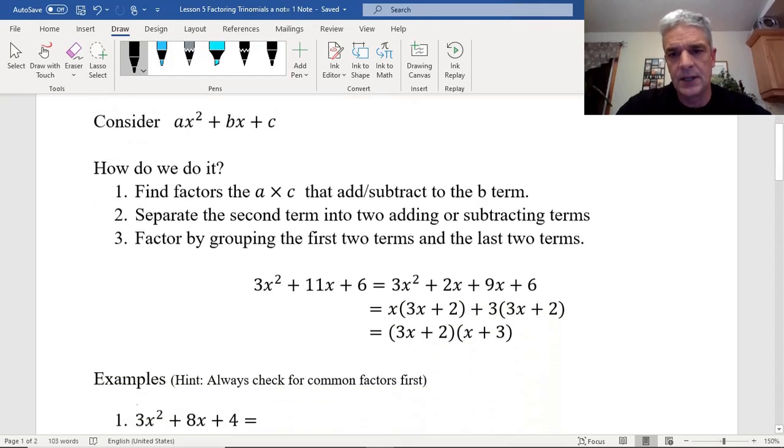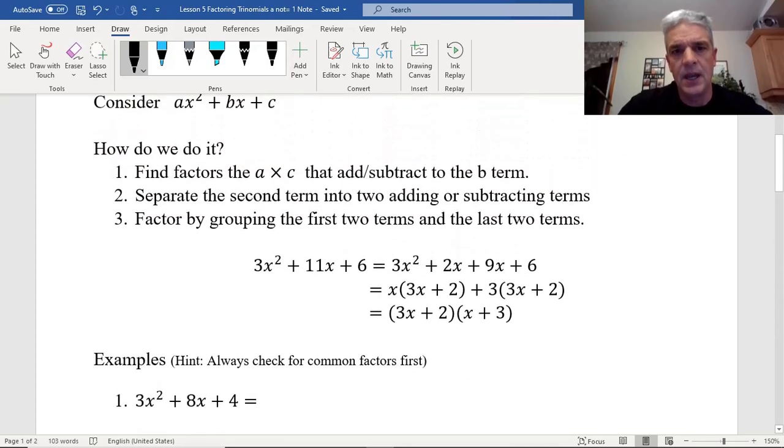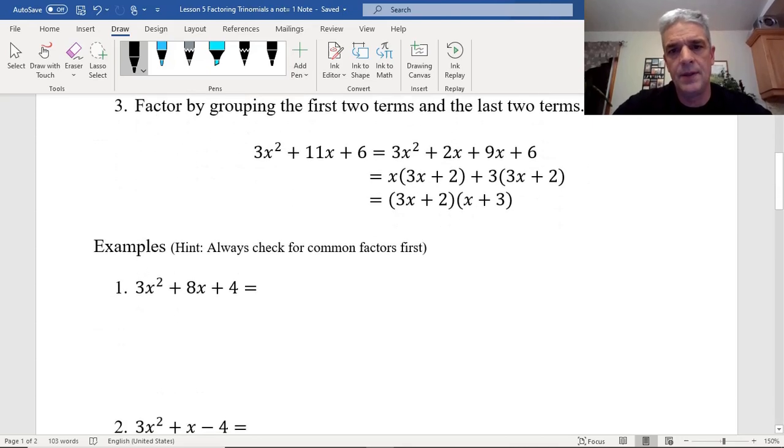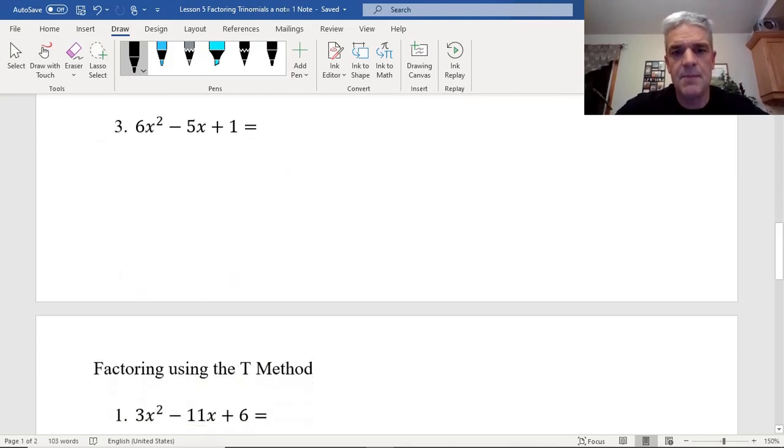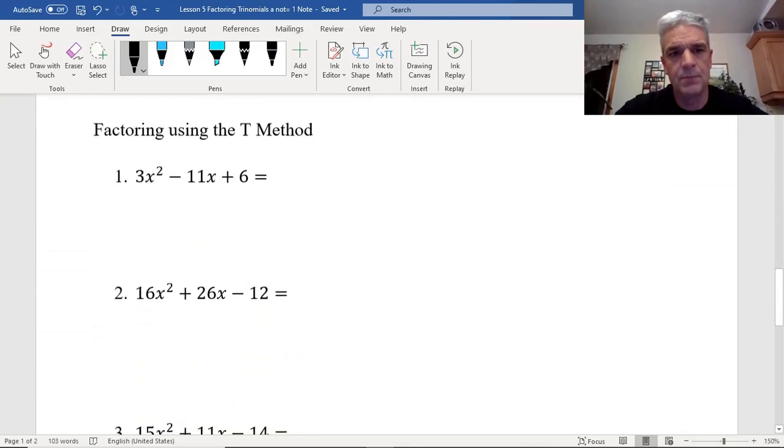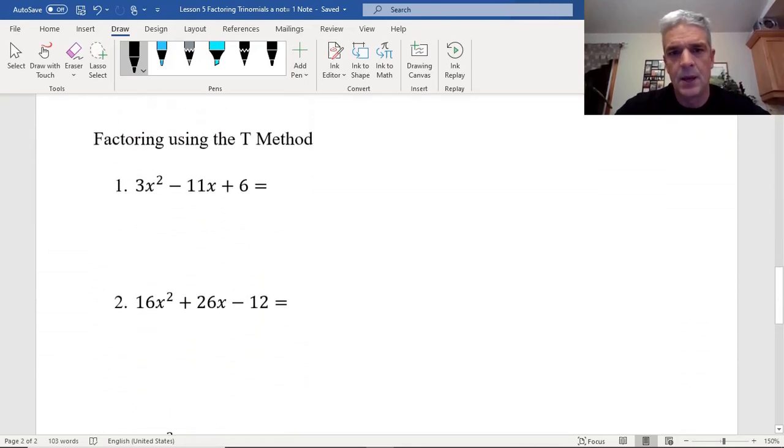I've done a video lesson on factoring using the method of grouping, and now I'm going to do a method that I prefer, which is a method of using the T method. I'm going to show you this by doing some examples. Really, what this is basically envisioning all possible combinations that you could make for your answer and then figuring out which one would work best.